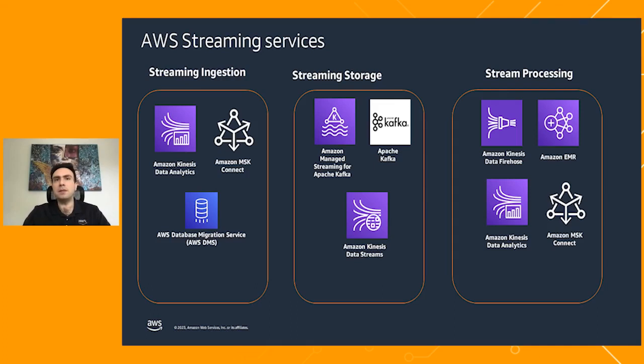The second phase is storing the data events in a streaming storage. Streaming storage services include Amazon Managed Streaming for Apache Kafka, or a self-managed Apache Kafka on Amazon EC2, and Amazon Kinesis Data Streams. For stream processing, customers can use Amazon Kinesis Data Firehose, or Amazon EMR, or Amazon Kinesis Data Analytics for Apache Flink, or Amazon MSK Connect.